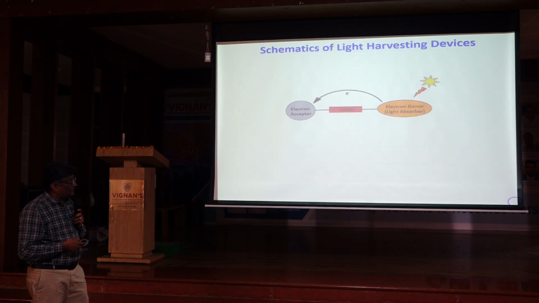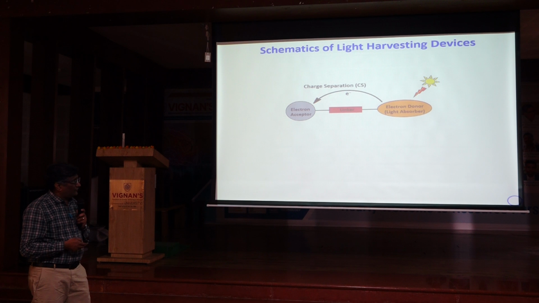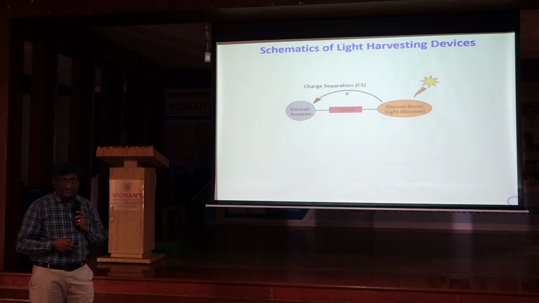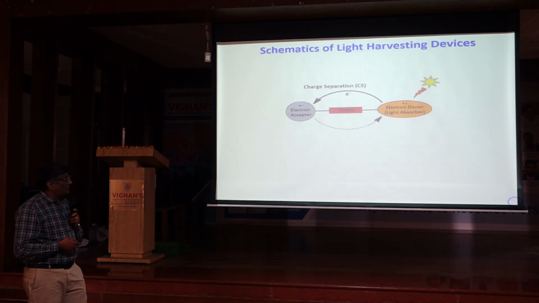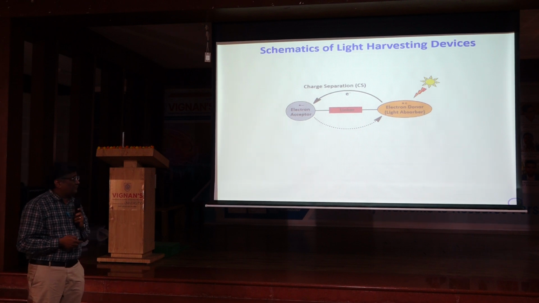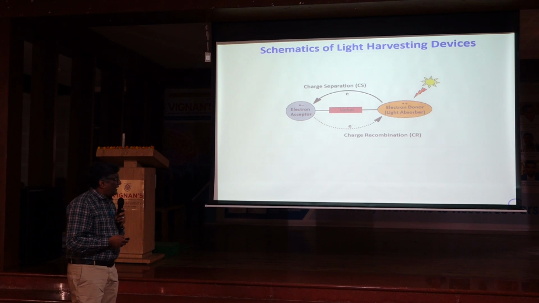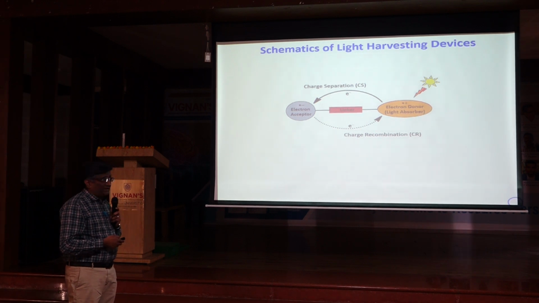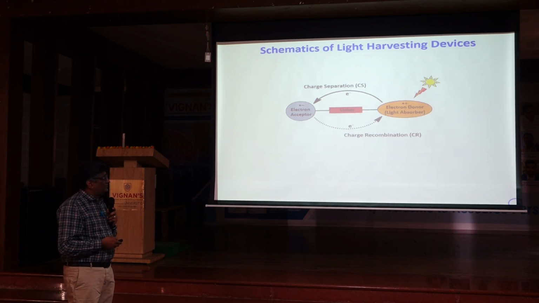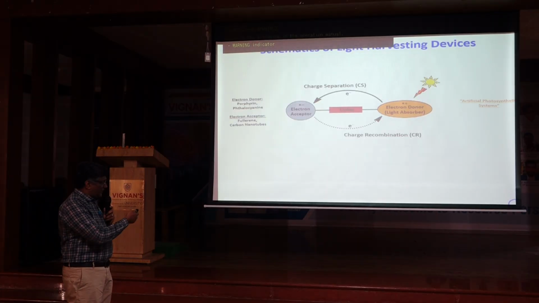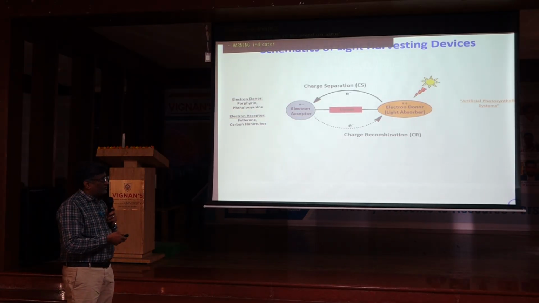Once you excite the electron donor, there will be electron transfer from donor to acceptor, and we call it charge separation. And of course the electron doesn't stay at the electron acceptor, it comes back, and we call it charge recombination. This is a light harvesting system or a donor-acceptor system, and we can use different types of electron donors and acceptors, which we call an artificial photosynthetic system.